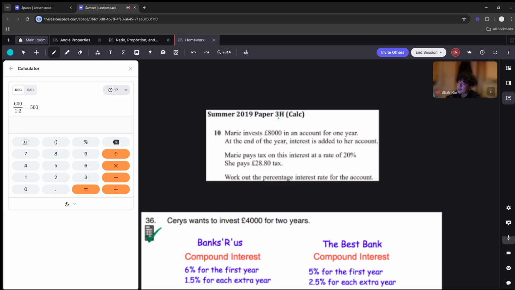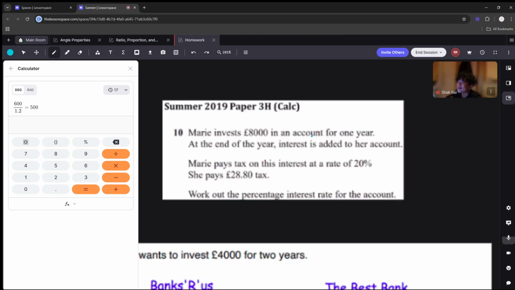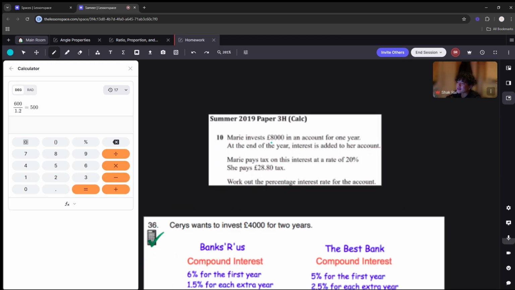Summer 2019 paper. Wait, why am I reading out the paper? Anyways, Marie invests £8,000 into an account for 1 year. At the end of the year, interest is added to her account. Marie pays tax on this interest at a rate of 20%. She pays £28.80 tax. Work out the percentage interest rate for the account.